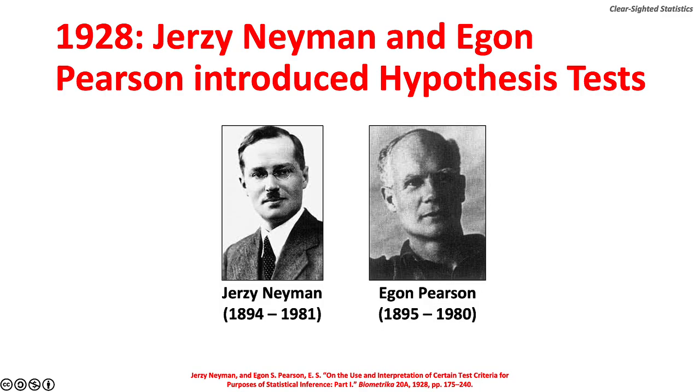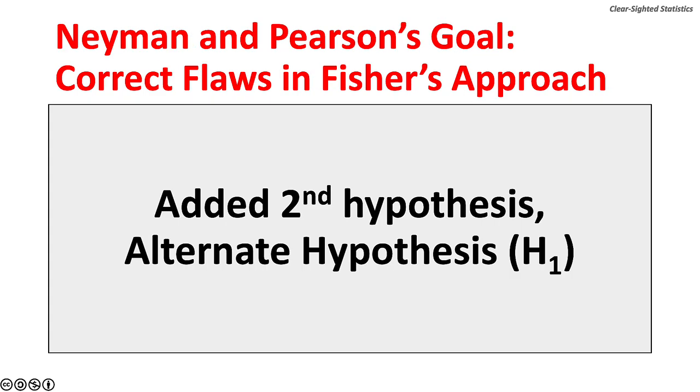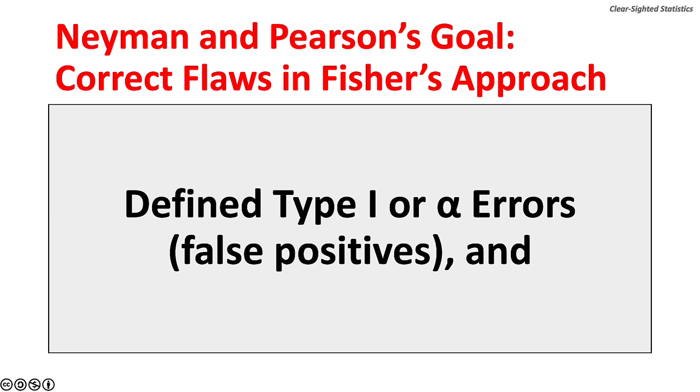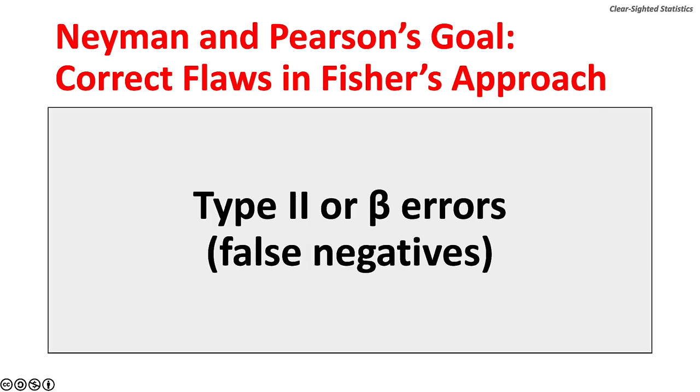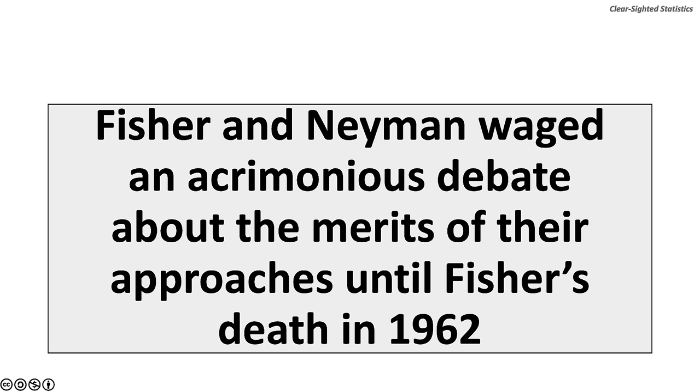In 1928, Jerzy Neyman and Egon Pearson, son of Karl Pearson, introduced hypothesis tests. Neyman and Pearson's goal was to correct what they saw as flaws in Fisher's approach. They added a second hypothesis called the alternate hypothesis. The alternate hypothesis typically states the research question. They added type 1 or alpha errors, which are false positives, and type 2 or beta errors, which are false negatives. Fisher and Neyman waged an acrimonious debate about the merits of their approaches until Fisher's death in 1962.